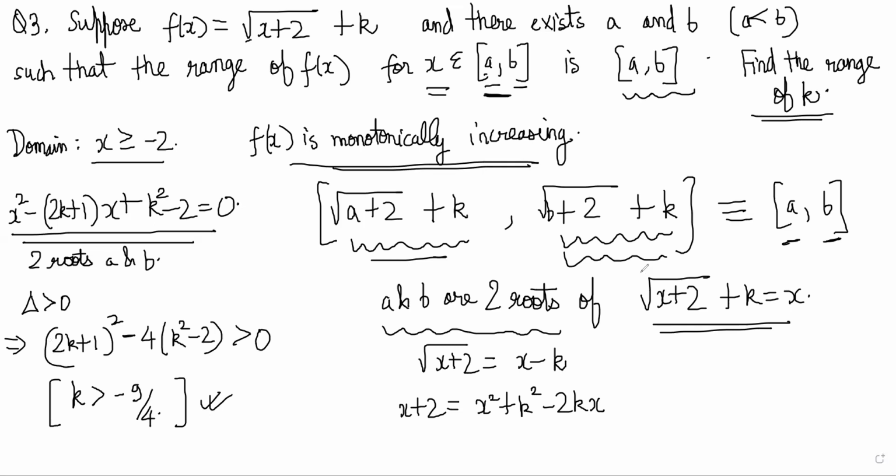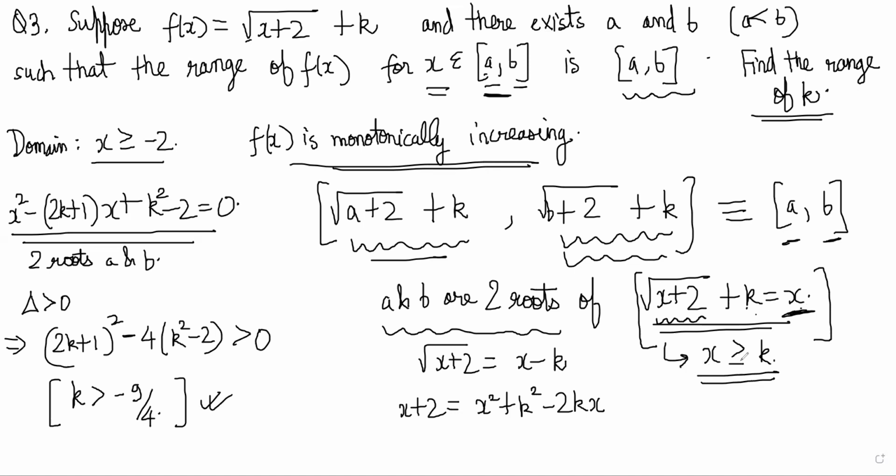Also, because this equation is true, we can say that any value of x that satisfies it is always bigger than k, right? Because x is equal to k plus something positive. So we can say x is always greater than or equal to k, right? I hope you understand this step. x is always greater than k.